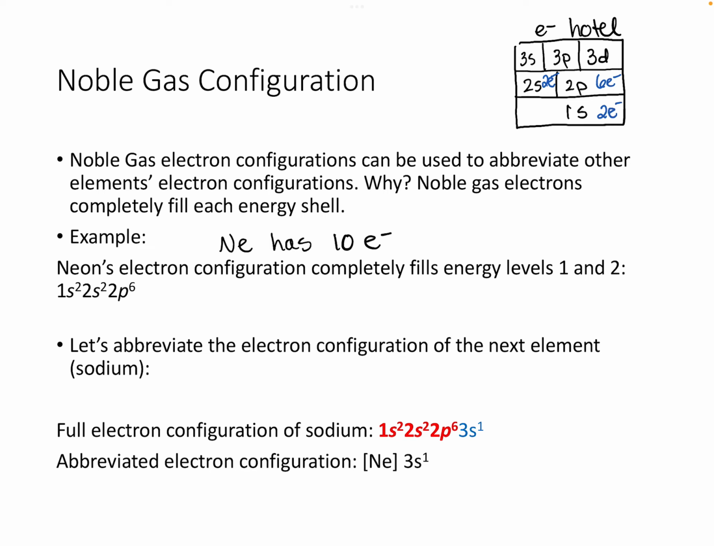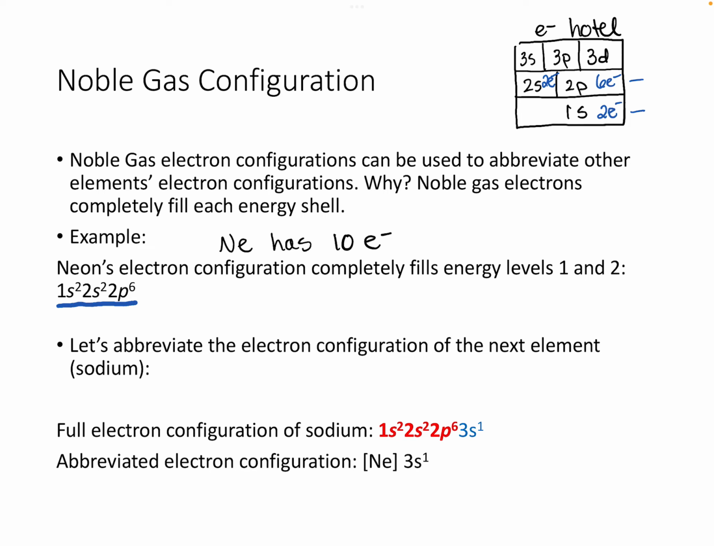So that gives us 10 total electrons, and we've completely filled in row 1 and row 2 of our electron hotel. So shell 1 and shell 2. So the electron configuration for neon is 1s2, 2s2, 2p6.